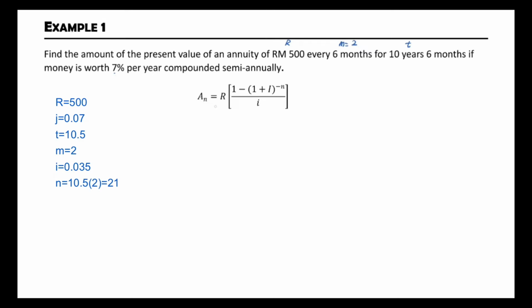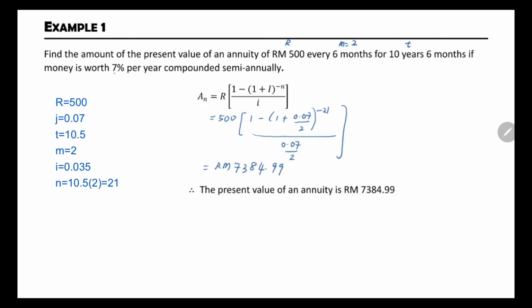A_n is given as R times (1 minus (1 plus i) power of negative n) divided by i. R is 500, 1 minus (1 plus 0.07 divided by 2) power of negative 21, divided by 0.07 over 2, equal to RM 7,384.99. So the present value of the annuity is RM 7,384 and 99 cents.